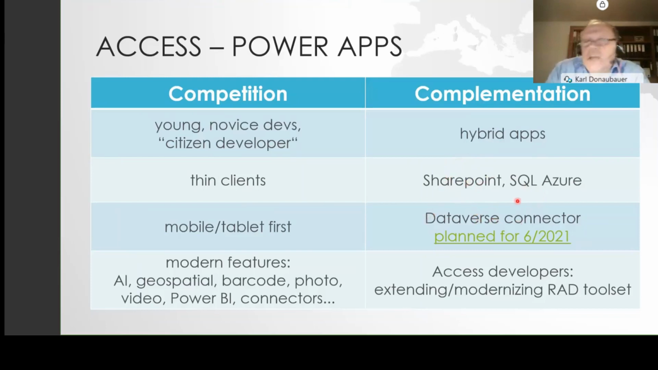And the next one should be Dataverse. The Access team has announced a Dataverse connector for June 2021. We'll see if they keep it in time. This is a link to the Access roadmap. And if we get a Dataverse connector, this is another chance for hybrid apps because if we can link to Dataverse from Access, there's a chance for more apps in this direction.